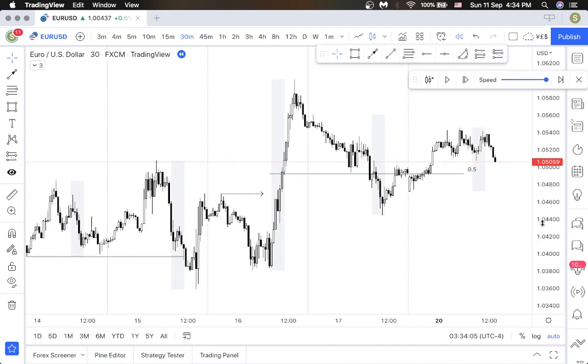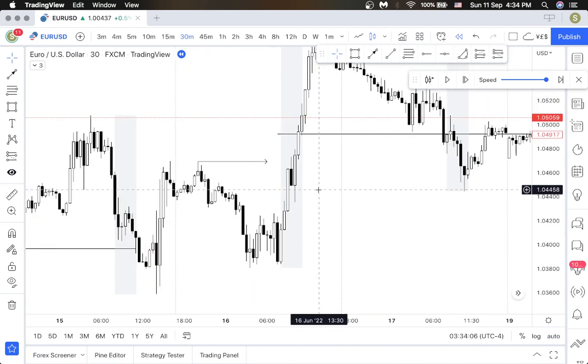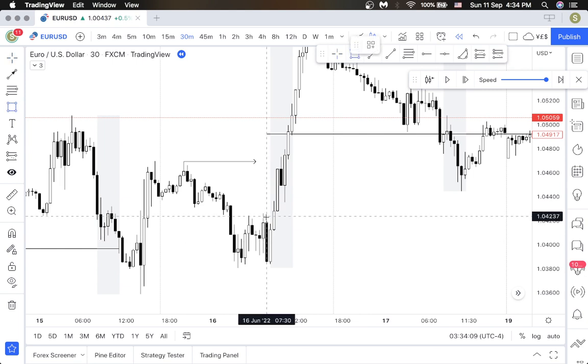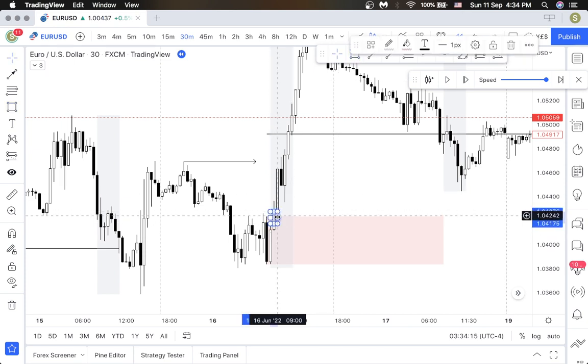Okay, next thing you're looking for, which one has an imbalance? Okay, this one has an imbalance right here. This order block has imbalance. You can see there's an imbalance here. I'll just draw it up for the sake of this video. So we have this imbalance.